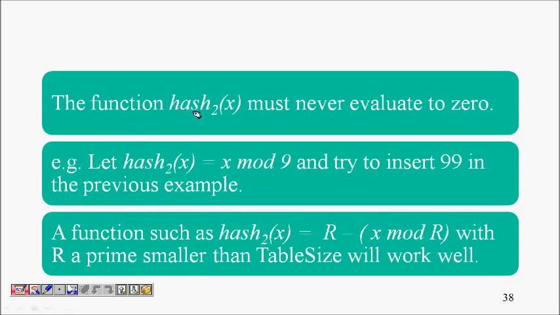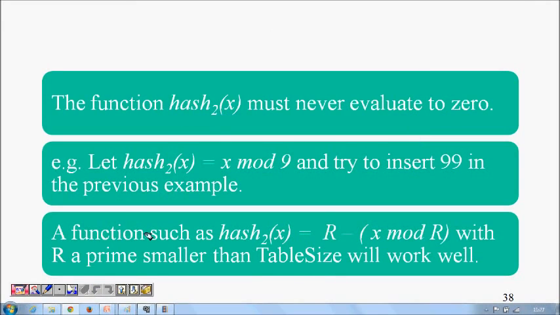The hash function hash2(x) must never evaluate to 0, because we know that h_i(x) involves i times hash2(x). If your hash2(x) somehow evaluates to 0, then there is no point in evaluating 2 times hash2(x), 3 times hash2(x), because all of them will be 0. For example, if hash2(x) is x modulo 9 and we try to insert 99, it will become 0, and then there will be a problem. A function, as we discussed, R minus x modulo R, where R is a prime number less than the table size, works well.